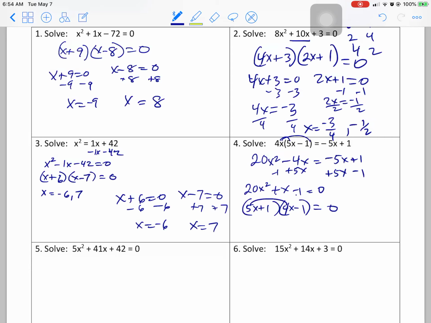Let's check this. This times this is 20x squared. This times this negative 5x, positive 4x. That's going to give me a negative 1 in the middle. So nope. Probably should have done the AC method.